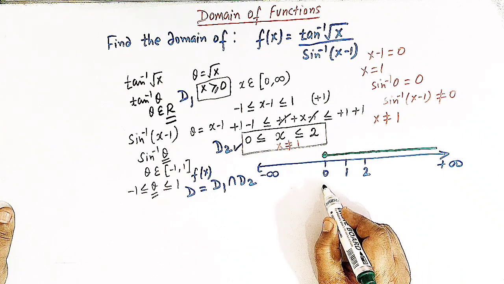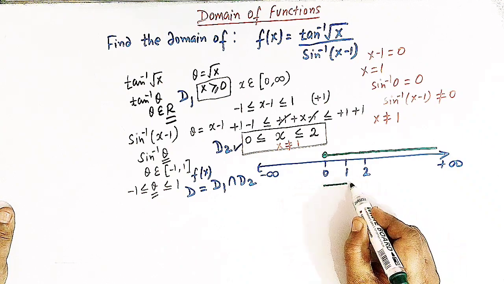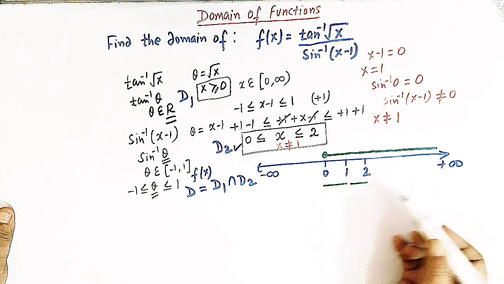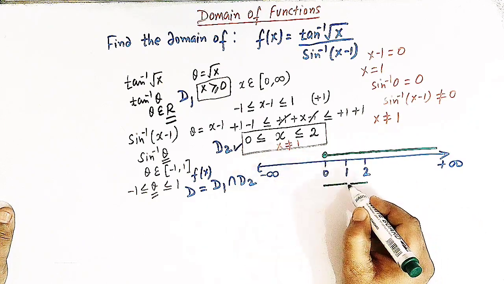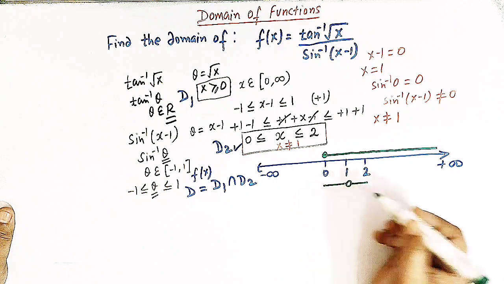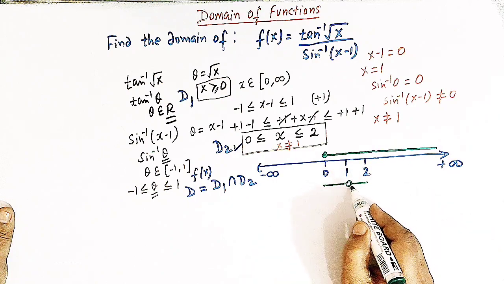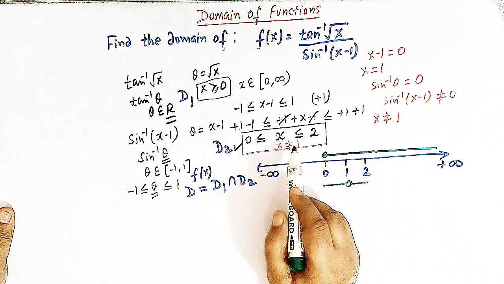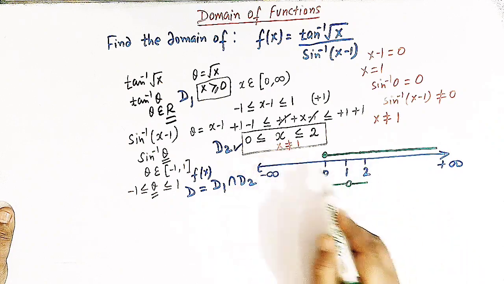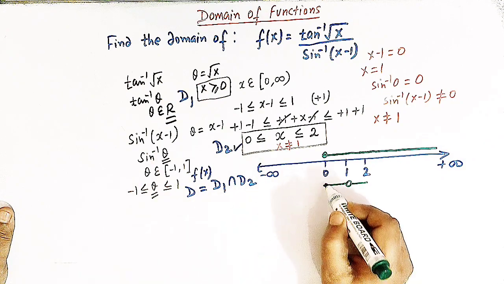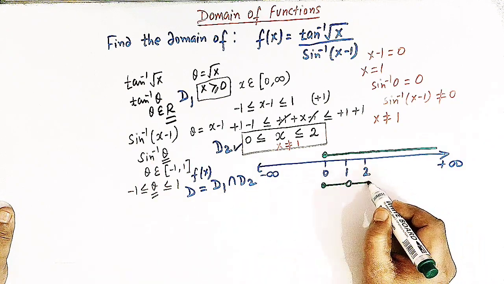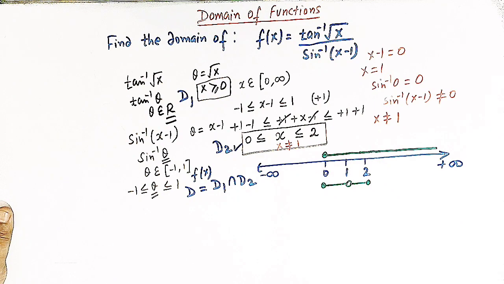So we have it like this, from 0 to 2, and here we have 1, right? And 1 is not included, so we'll make a circle here. This circle indicates that x equal to 1 is not included, right? And here both 0 and 2 are included.